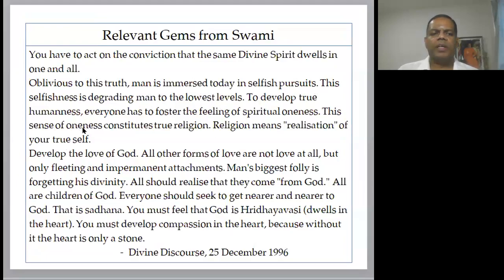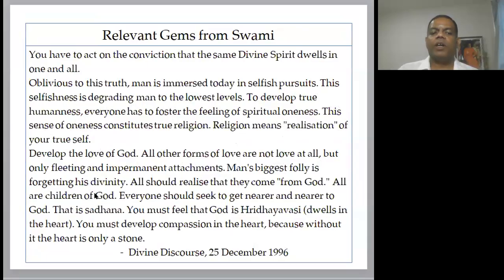To develop true humanness, everyone has to foster the feeling of spiritual oneness. This sense of oneness constitutes true religion. Religion means realization of your true self. Develop the love for God, love of God. All other forms of love are not love at all, but only fleeting and impermanent attachments.